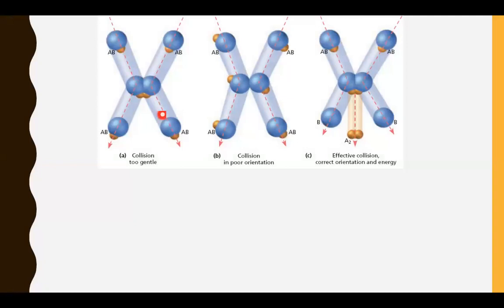So for part A, the collision is too gentle. So we've got AB, AB. They're in the right position because you see the 2 A atoms collide with each other. But if they don't have enough energy, they're just going to hit each other and bounce off. In this example, the 2 B atoms are hitting each other. That's not even a remote possibility for a product. So it's not in the correct orientation. It's only if it's in the correct orientation with enough energy that you actually create one of the products. And here you've got the individual B atoms left over.